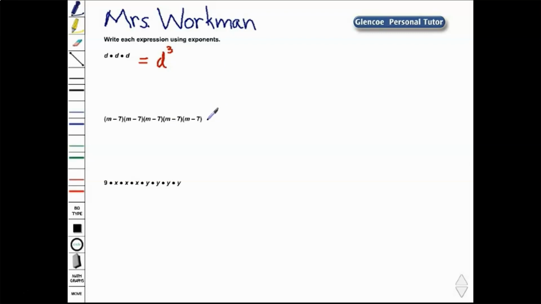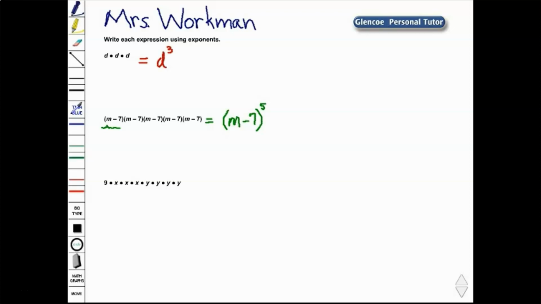In the second example, notice that we have m minus 7 as a factor 1, 2, 3, 4, 5 times. It's being multiplied by itself 5 times. So we write the factor m minus 7 within parentheses. That base is used as a factor 5 times, so we'll rewrite it with the exponent 5. And this is read the quantity m minus 7 to the 5th power.